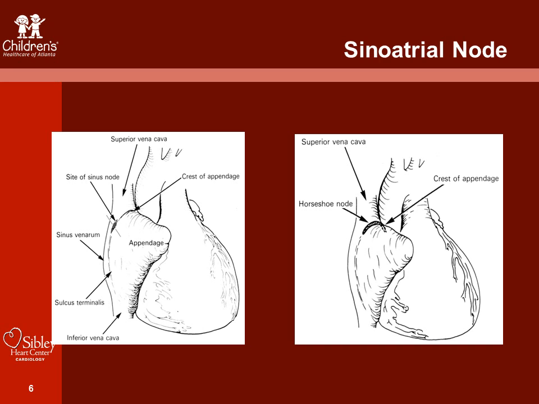So looking at the sinoatrial node, you can see, based on the cartoons here of the right atrium, its location is predominantly in the upper lateral portion of that right atrium, near the entrance of the superior vena cava into the right atrium, and posterior to the right atrial appendage. And it has a horseshoe type of shape as well.